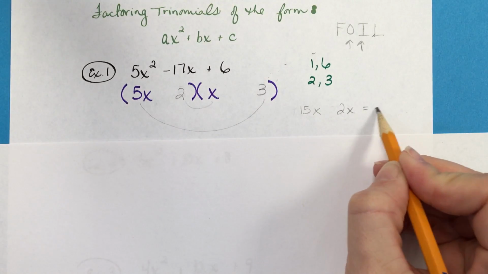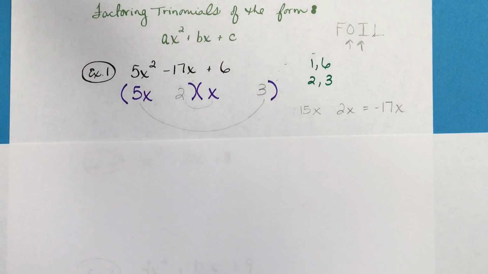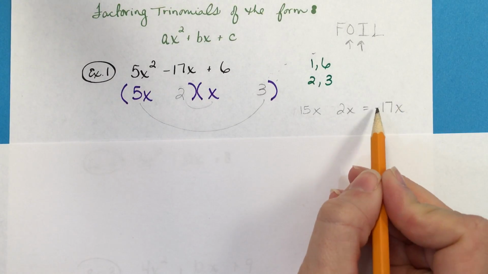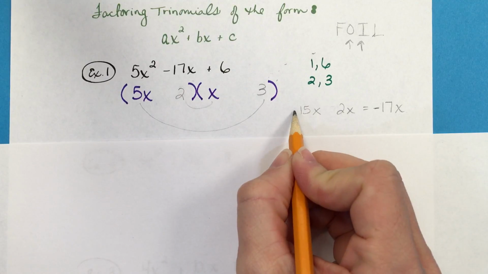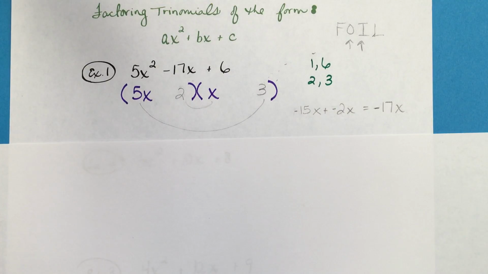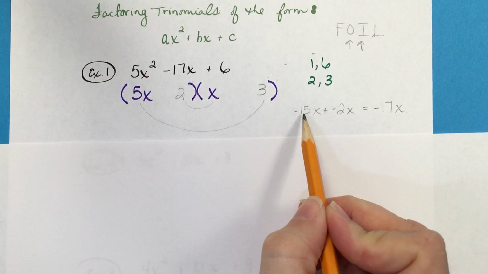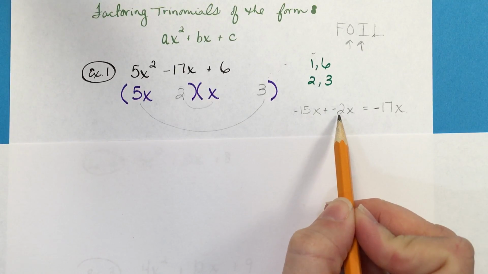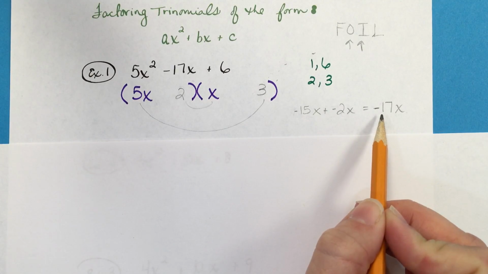Now I'm needing to get a negative 17 in the middle. Now the only way to get a negative 17 is if I were to make both of those negative and then of course add. Remember, that's what we kept doing a while ago to get the middle number, was to add. But if you add a negative 15 and a negative 2, you do get your negative 17.